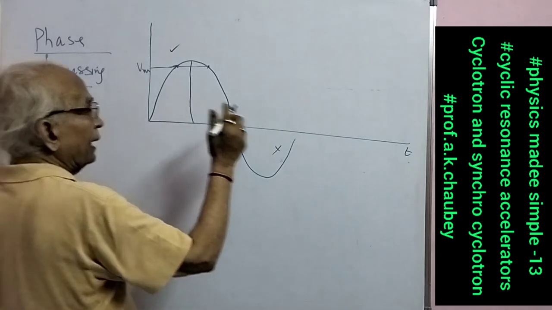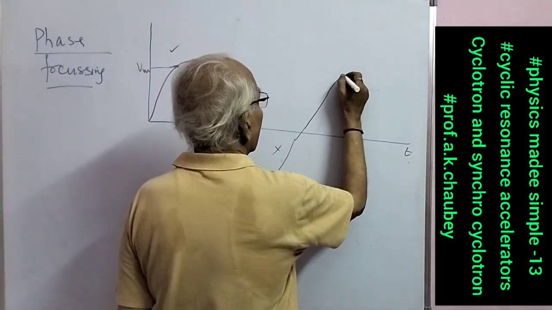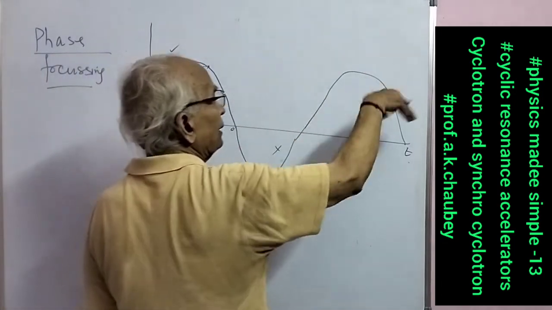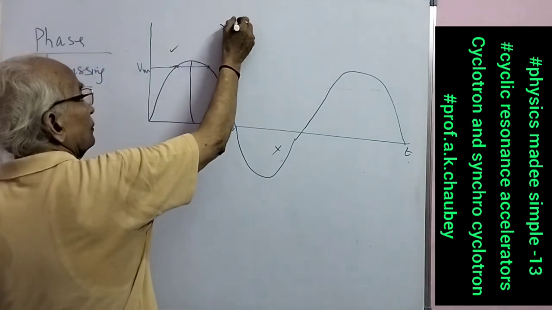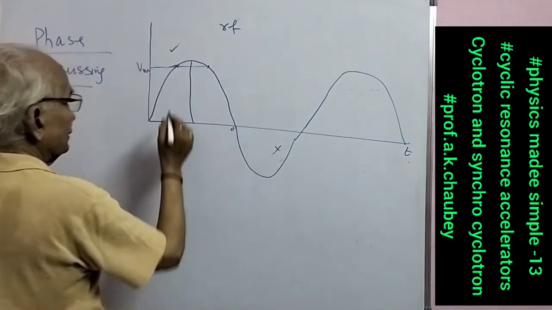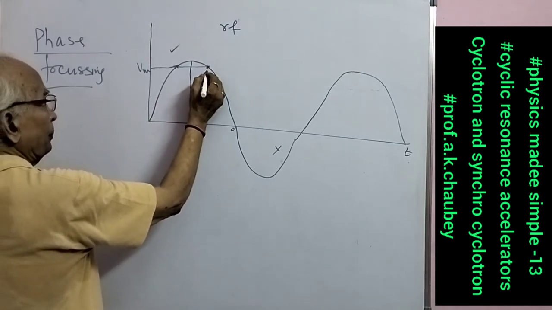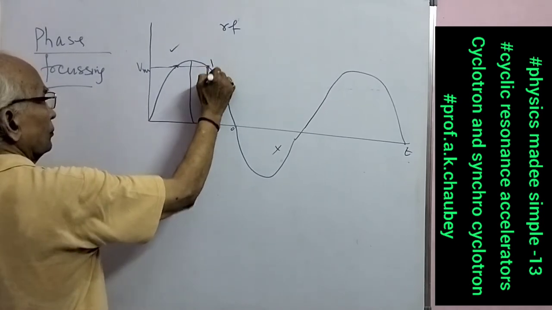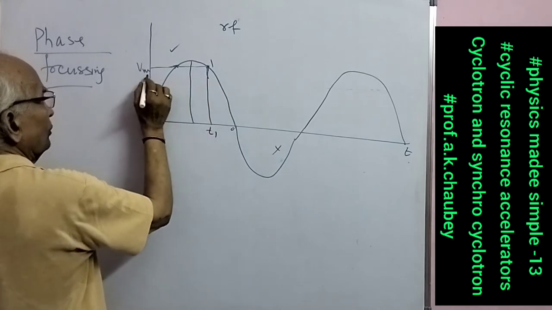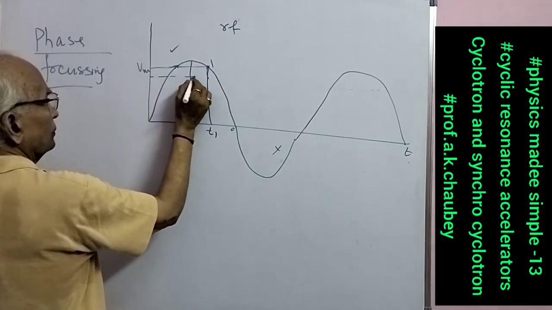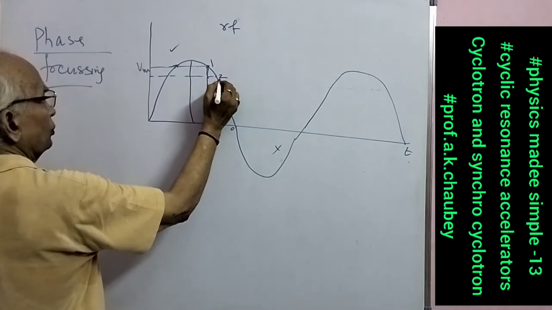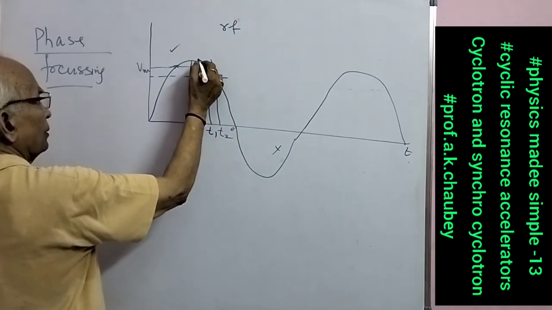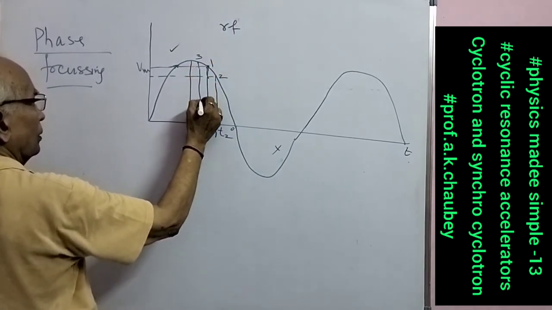So this portion is not used, this portion and next, this portion and then. So this is the RF. This is the highest value of the potential we apply. So if we allow the particle to enter here, point 1, at time t1, or we allow some particles to enter at this time, point 2, time t2, and some particles coming here, point 3, t3.